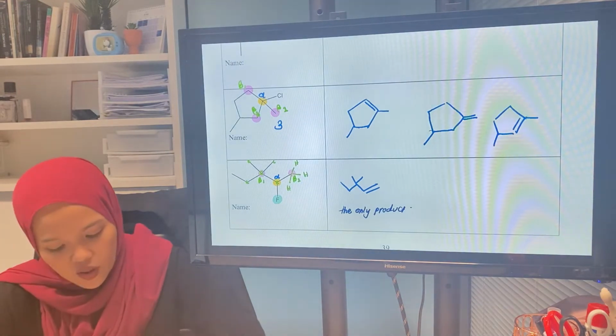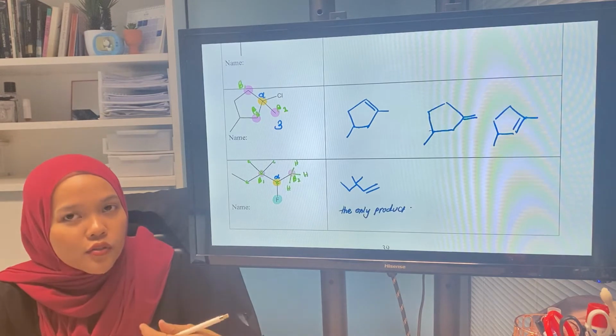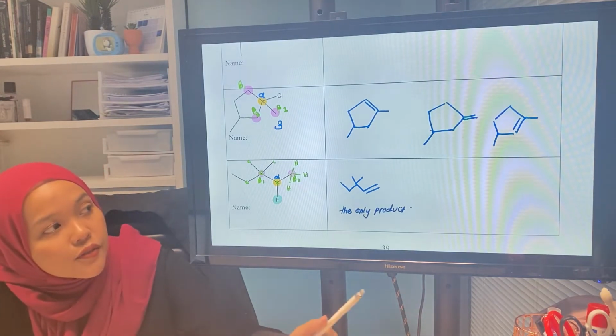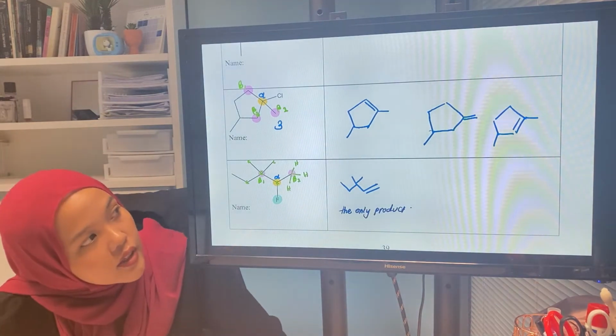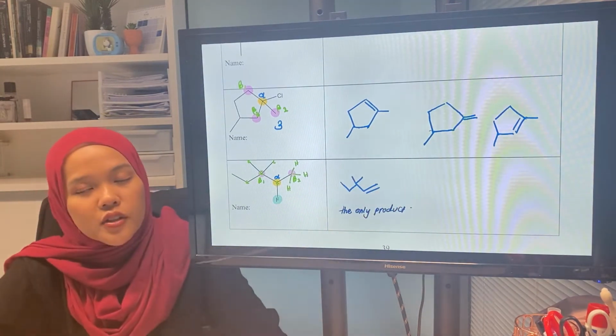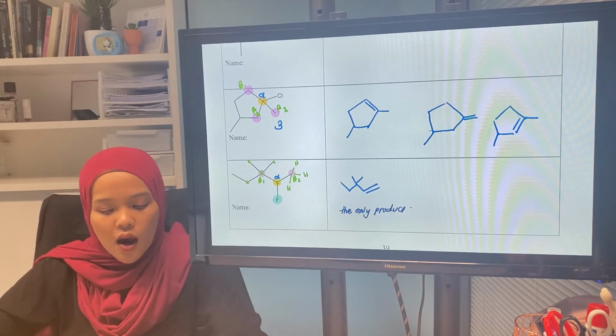Okay, so are they the same? No. When you try to name them, they are different. Okay, this one and this one, they are different. So if you try to name them, they are different, so they are constitutional isomers.